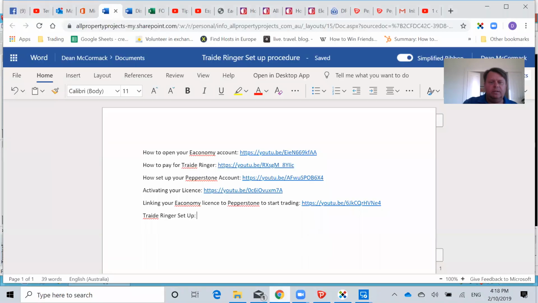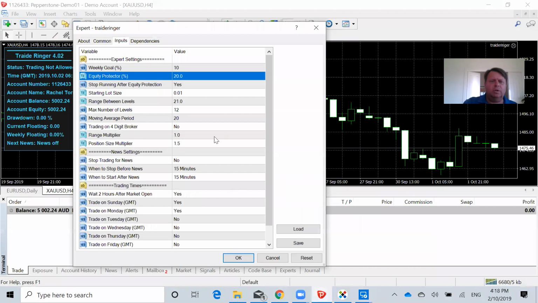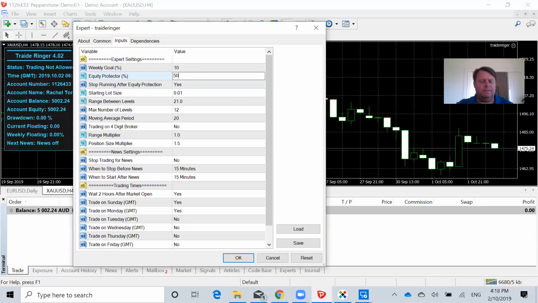I know it's been a long-winded explanation, but I think it's really important that you understand that Equity Protector is designed to protect your account, but you need to give it some wiggle room. So for me, I like a 50% Equity Protector. Stop running after the equity protection hit. So yes, if I hit a 50% loss for the week, it's not my week. You're just out for the week, get a breather, let your nerves calm down, come back again next week, and you start again. Unfortunately, now you're just half your account size.